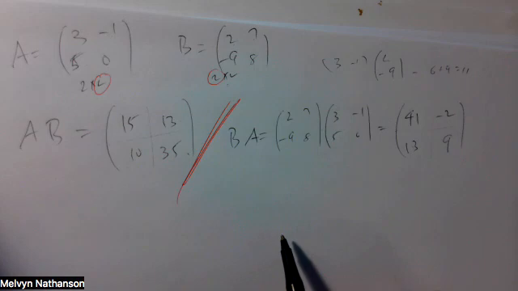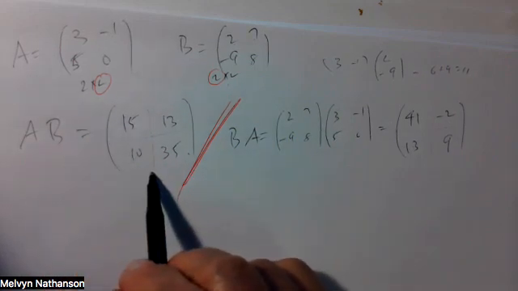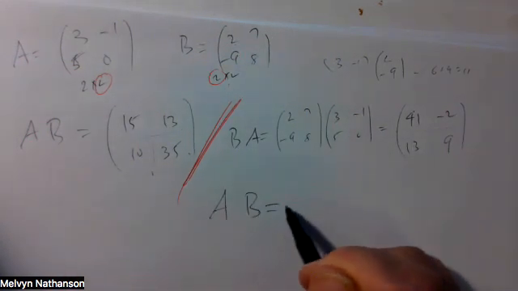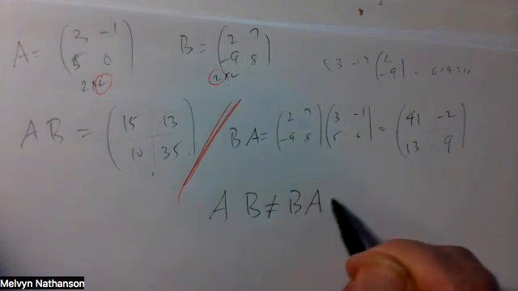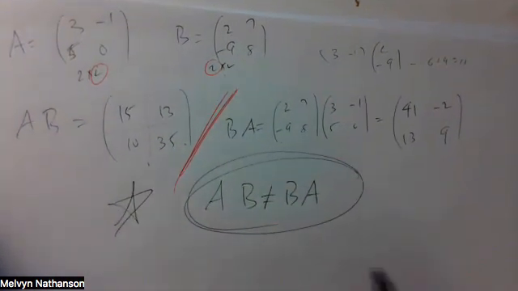And now we see something which is absolutely critical to always keep in mind. This is AB. This is BA. In this example, AB is not equal to BA. Give that a star because that's important.